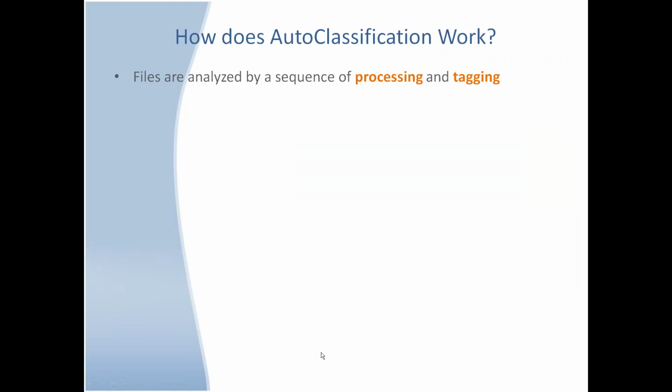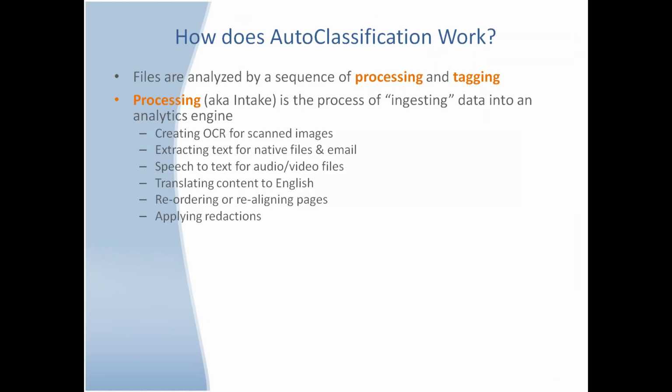Okay, so how does it actually work? I've been tossing around a couple of terms. The very first step is processing. In other words, the files have to come into Powerhouse at least temporarily. I mentioned a couple of these earlier. One way or another, Powerhouse needs some text. And so if it's a native file, we're going to do text extraction. If it's a scanned image, we're going to do OCR.